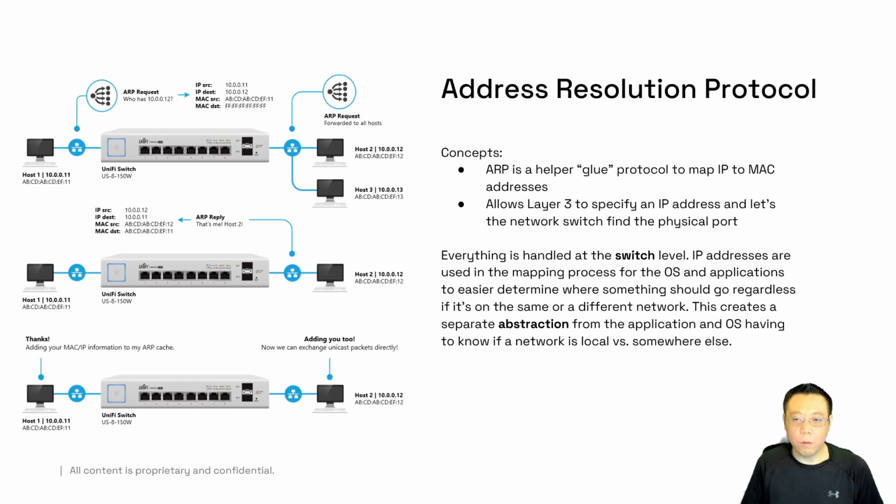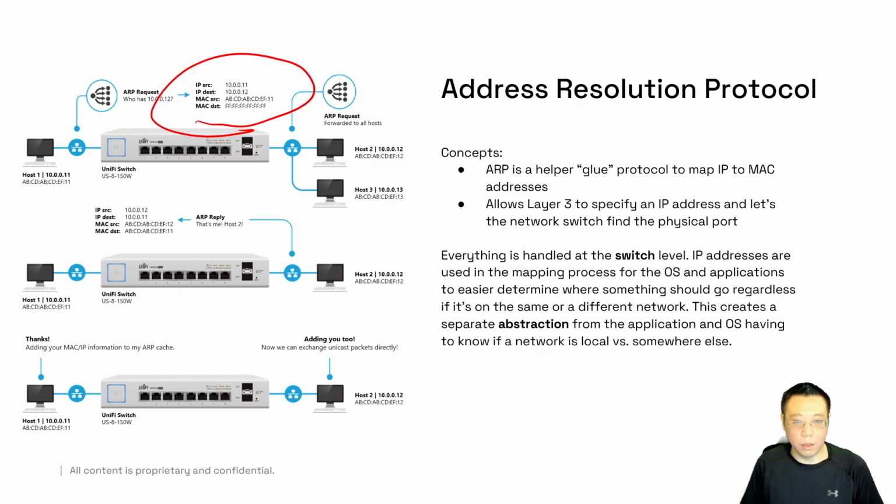So we talked a little bit more about the Address Resolution Protocol, ARP. Let me give you a demonstration of what that really means and how it maps together. Let's look at the concepts. ARP is the glue protocol for IP and MAC address mappings. It allows layer 3 IP address translation to a MAC address on your physical local network. It's an abstraction at your switch. What happens is your switch actually has tables, mappings between IP addresses and MAC addresses.